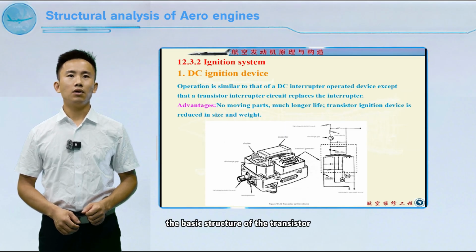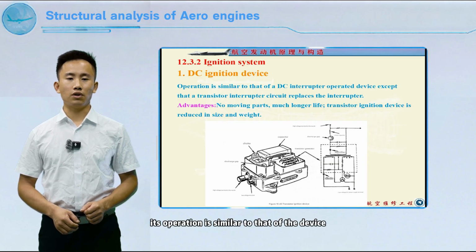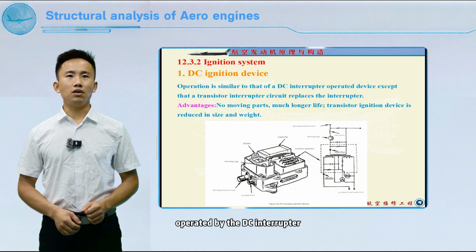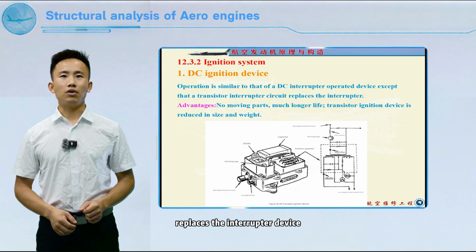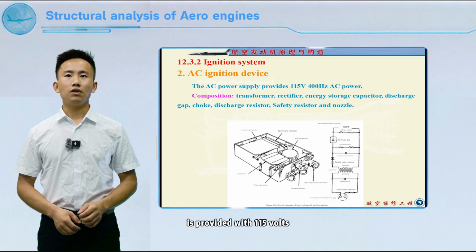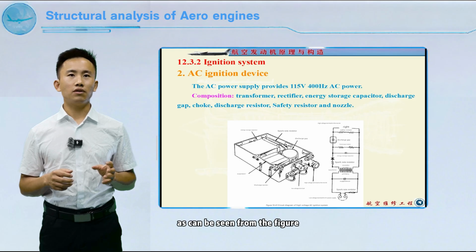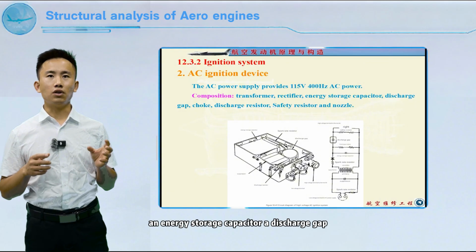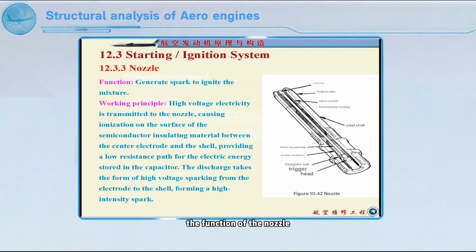The basic structure of the transistor DC ignition device is shown in the figure. Its operation is similar to that of the device operated by the DC interrupter, except that the transistor interrupter circuit replaces the interrupter device. The high-voltage AC ignition system is provided with 115 volts 400 Hz AC power by an AC power supply. As can be seen from the figure, it consists of a transformer, a rectifier, an energy storage capacitor, a discharge gap, a choke coil, a discharge resistor, a safety resistor, and an electric nozzle. The function of the nozzle is to generate sparks to ignite the mixture.